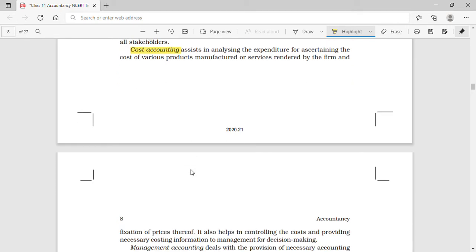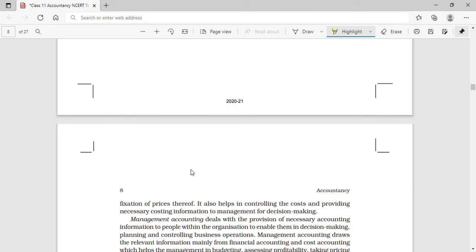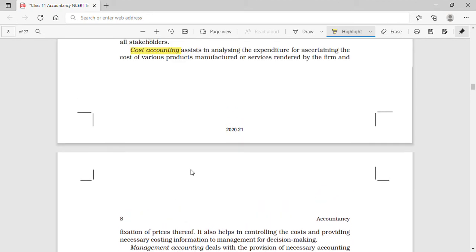It involves ascertaining the cost of various products manufactured or services rendered by the firm and fixing their prices. As I mentioned, you pay a supplier for the raw materials, and after you get the raw material, you sell the end product to the customers. So in cost accounting you need to know the costing of each and every item before selling it to the customers, and how you're going to make profits out of it.